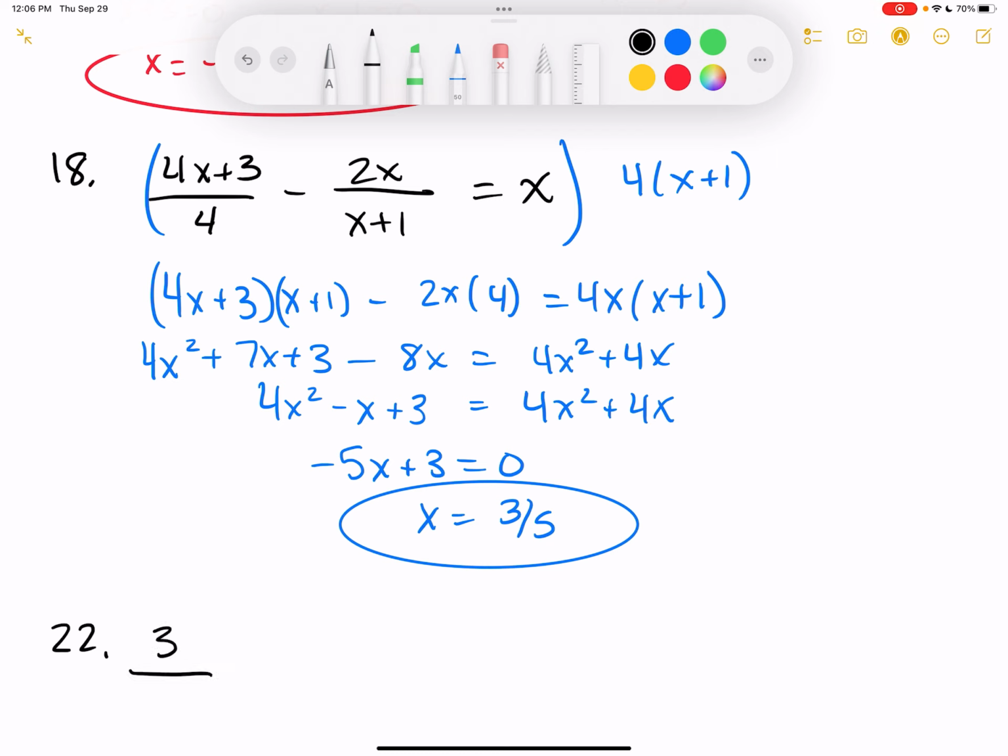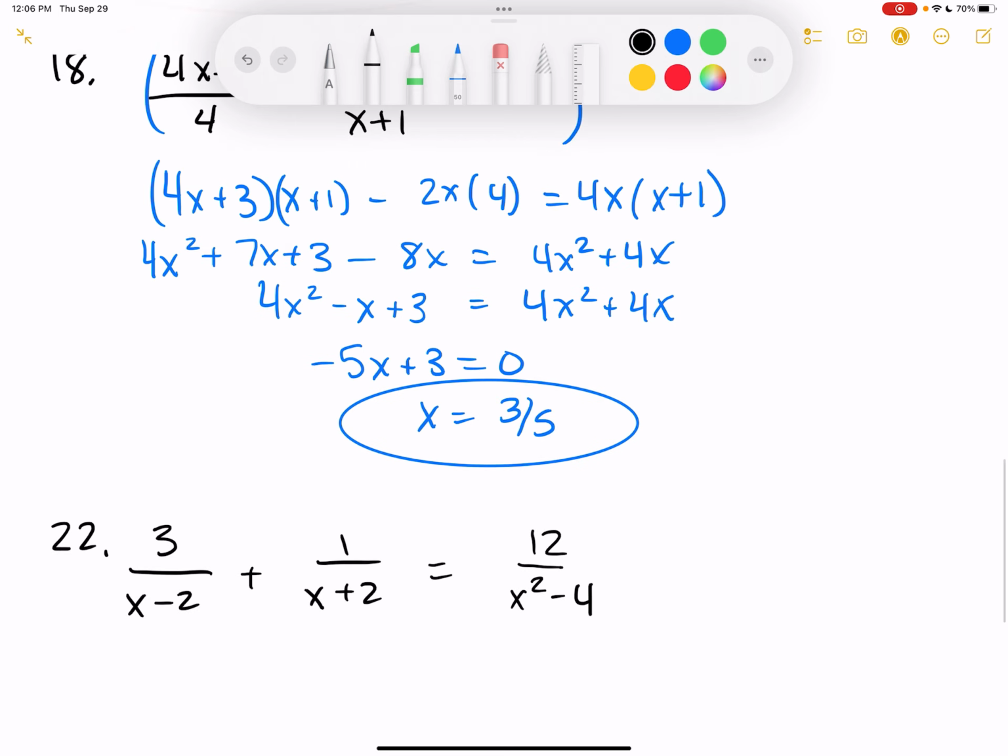Number 22: 3 over x minus 2 plus 1 over x plus 2 equals 12 over x squared minus 4. So what does this factor into over here? X plus 2 times x minus 2. So then you just multiply the whole thing by that. What are you multiplying by?